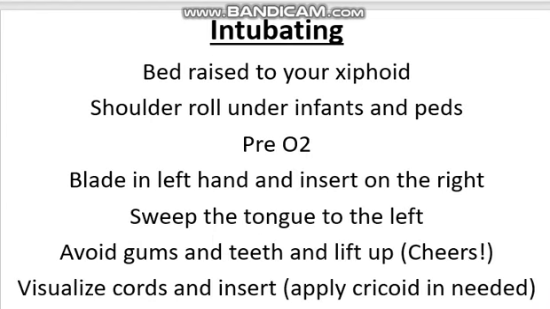Intubating. The bed is raised to your xiphoid. A shoulder roll is placed under infants and pediatrics. Pre-oxygenating is a must. The blade is in the left hand and inserted on the right side of the mouth. You then sweep the tongue to the left. It is important to avoid the gums and teeth and then lift up. Visualize the cords and insert the tube.